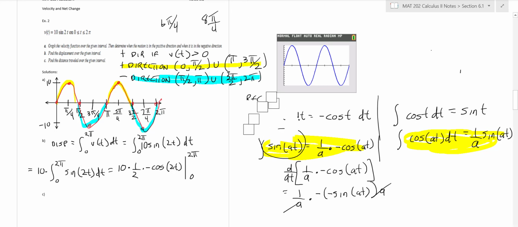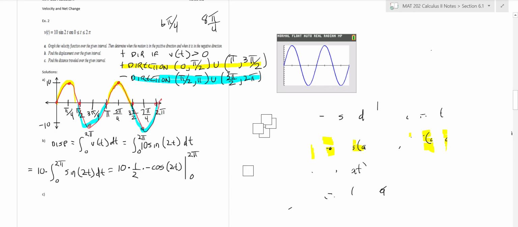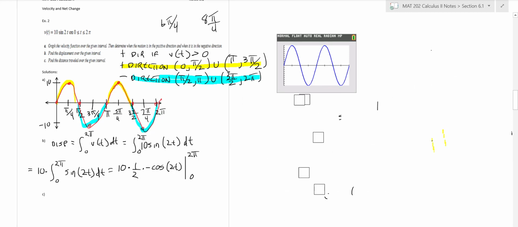All right, so I'm going to erase all this stuff so I have a little bit of room here, and then we're going to close this out. Okay, so we're going to move this over here. So what we'd have is 10 over 2 is 5. So that's going to give us 5, and it's a negative 5, after we cancel that out. So it's negative 5 cosine of 2t evaluated from 0 to 2 pi. Okay, like that. All right, so let's see what we got then.